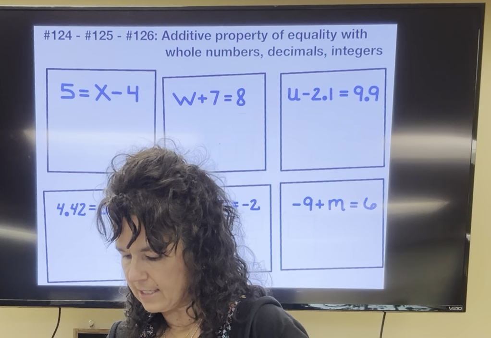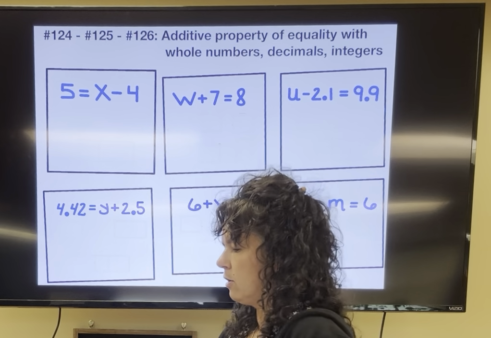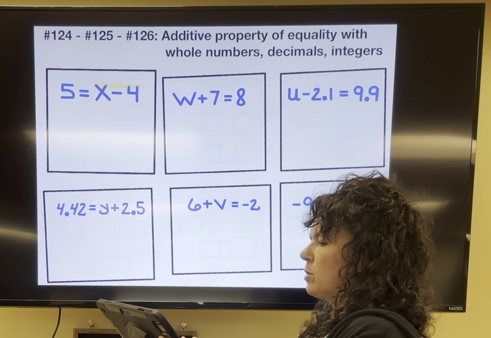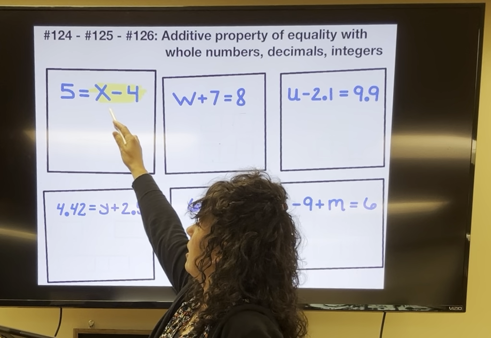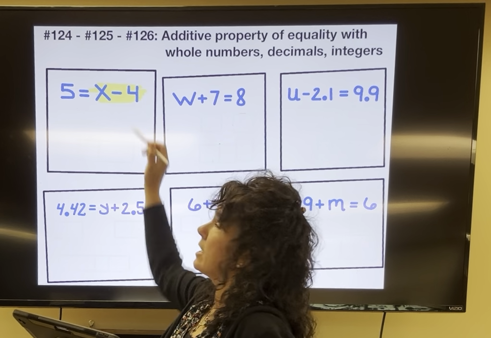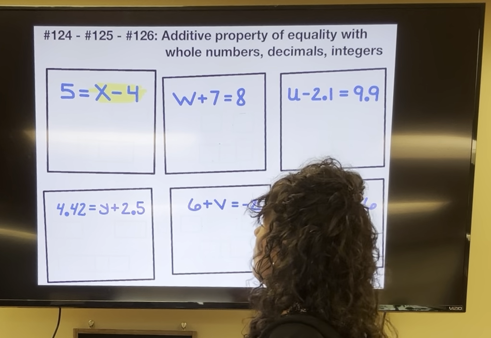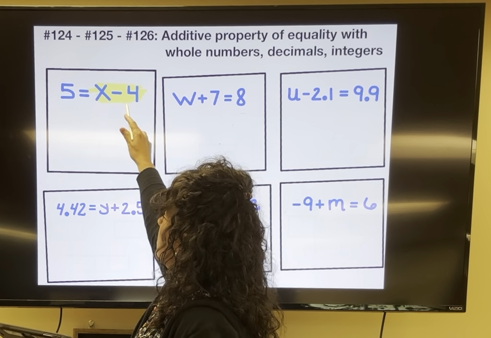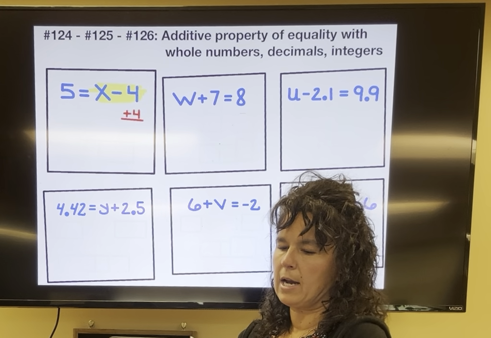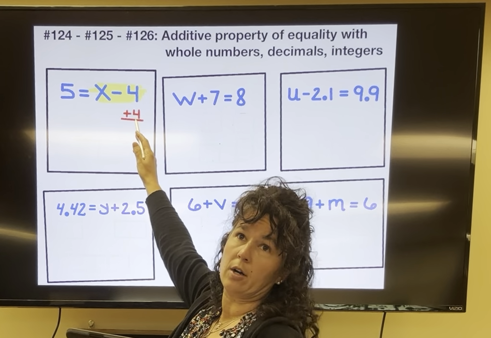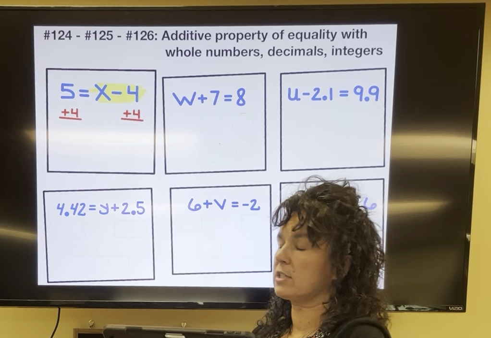In this first example, looking on the side of the equal sign with the letter X, notice there's a -4 on the same side. And so what we want to do is get rid of that -4, and the X will be by itself. So to get rid of the -4, we're going to add 4. What I do to one side of the equal sign, I'm going to do to the other side.